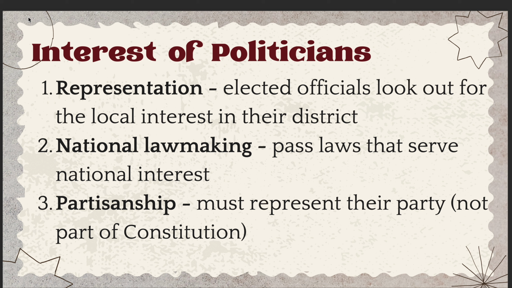And then the third one is partisanship. They have to represent their party. This is the only thing that's not stated in the Constitution. The Constitution does state their responsibility to representation and national lawmaking, but not to partisanship. When we're thinking about partisanship, we're thinking about members of Congress who do not align with their political party and thus do not have that support.